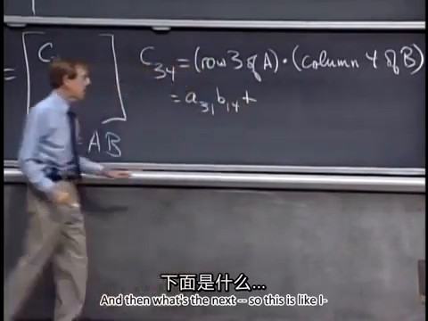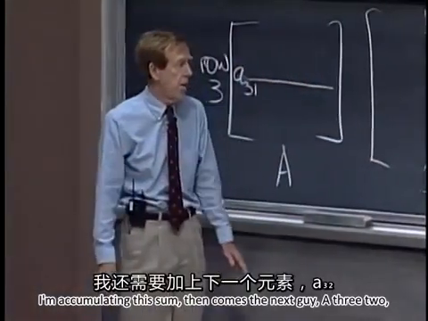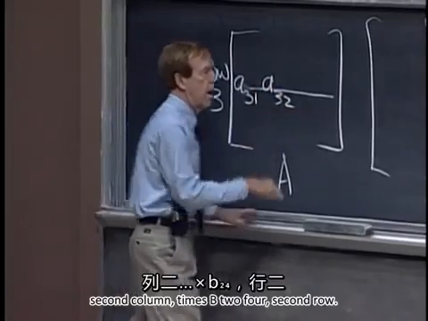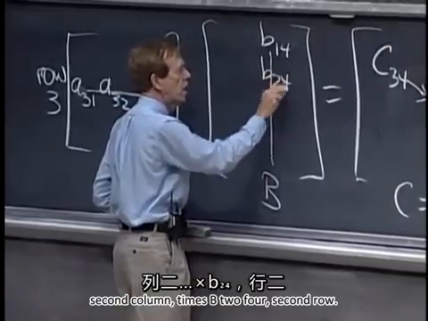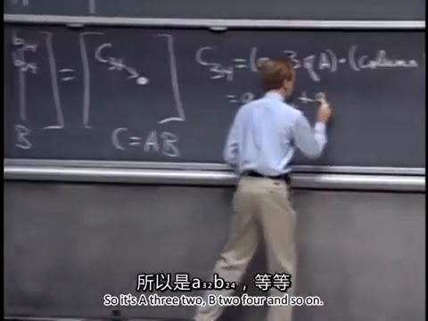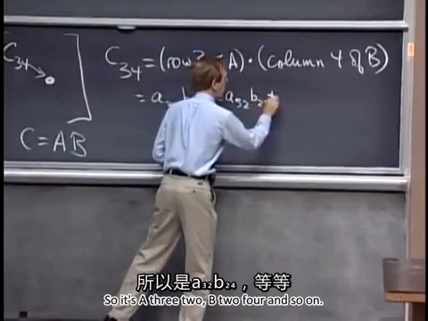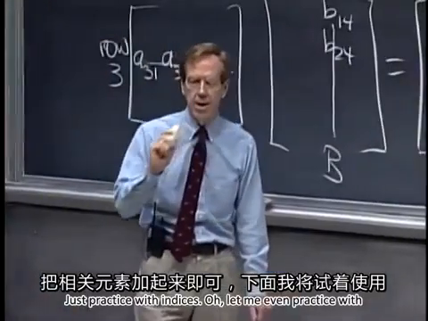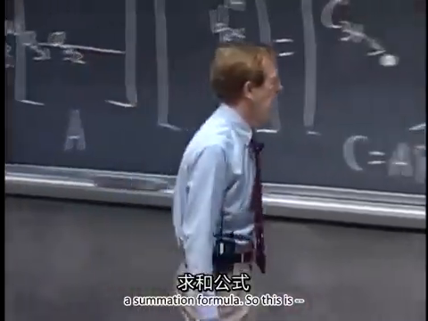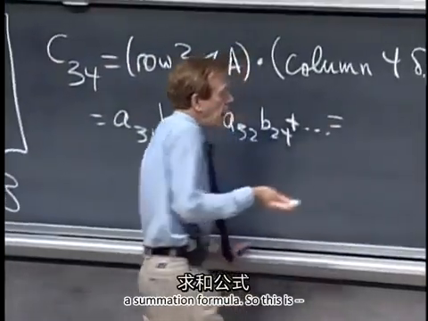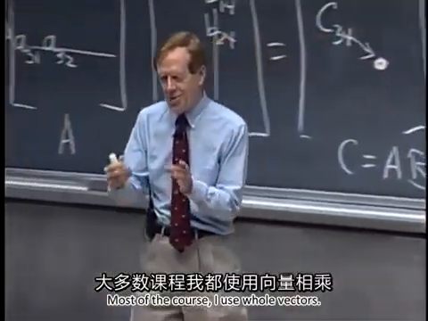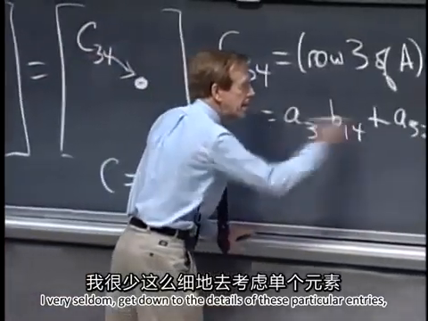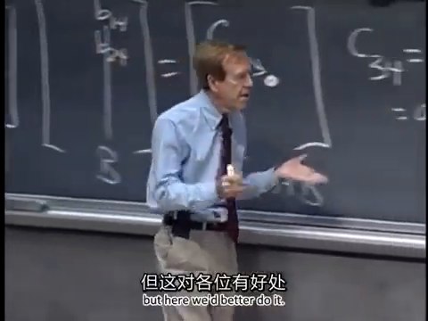And then what's the next? So this is like I'm accumulating this sum. Then comes the next guy, A, 3, 2, second column, times B, 2, 4, second row. So it's A, 3, 2, B, 2, 4, and so on. Just practice with indices. Oh, let me even practice with a summation formula. Most of the course I use whole vectors. I very seldom get down to the details of these particular entries, but here we better do it.